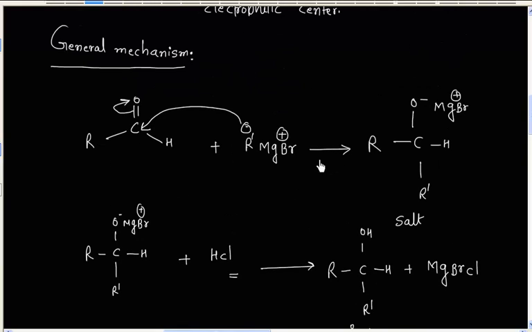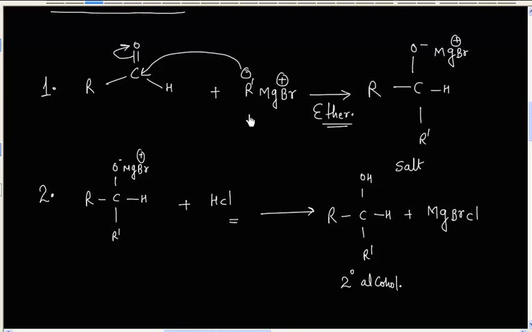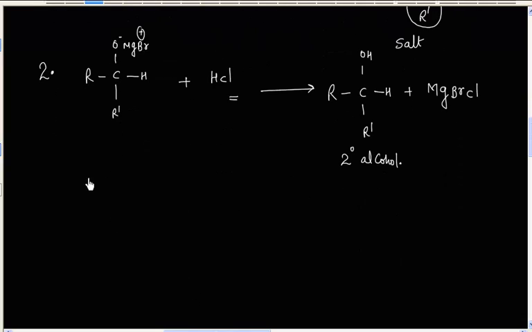The first step is generally done in ether solvent because Grignard reagent can react with water. It is also a strong base. So generally we take ether as a solvent in the first step. So this is the first step and this is the second step of the mechanism. Now see, in the first step a nucleophile attacks. So the first step is basically nucleophilic addition. We have added a nucleophile R'. So this reaction is called a nucleophilic addition reaction. So the general mechanism we have is nucleophilic addition.